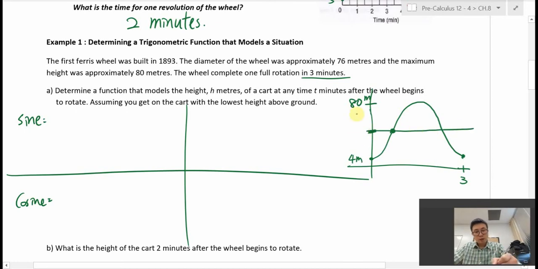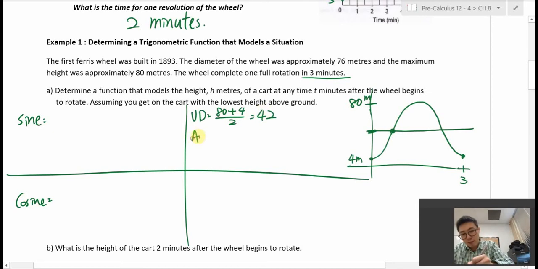Okay, now we're looking at the midpoint, right? So the center line is simply the vertical displacement. To find the middle, we simply take the average of the minimum and the maximum. So vertical displacement is going to be 80 plus 4, divided by 2. This is going to be 42, so that's where the middle is.